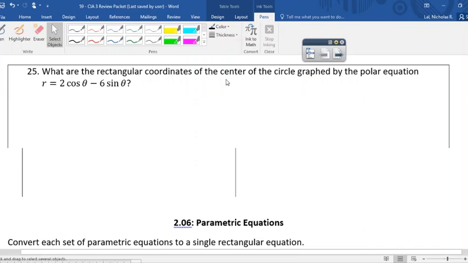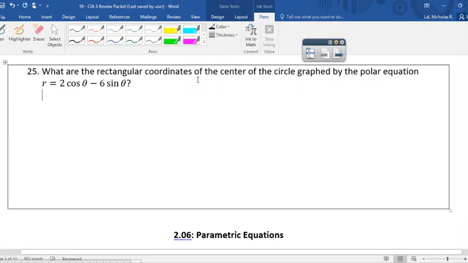Let's do 25 now. What are the rectangular coordinates of the center of the circle graphed by the polar equation r equals 2 cosine of theta minus 6 times the sine of theta? So we have to convert this polar circle into a rectangular circle. And when we convert the polar circle to a rectangular circle, then we find the center.